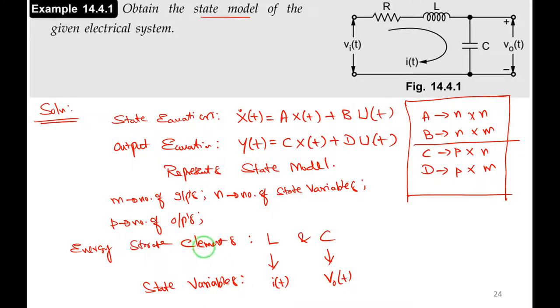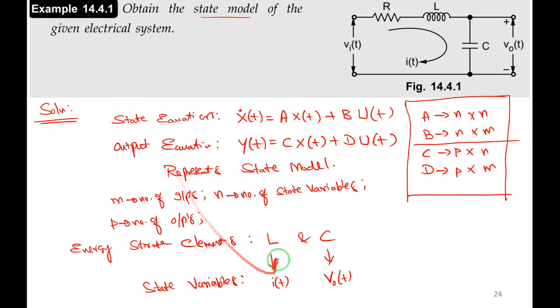So the energy storage elements, the physical elements in the network, are the inductor and capacitor, and the state variables are i(t) associated with the inductor, the current flowing through the inductor, and the voltage across the capacitor. So i(t) and v0(t) are the variables. So what is m, what is n? We will write them one by one. First, what are the state variables? i(t) and v0(t).